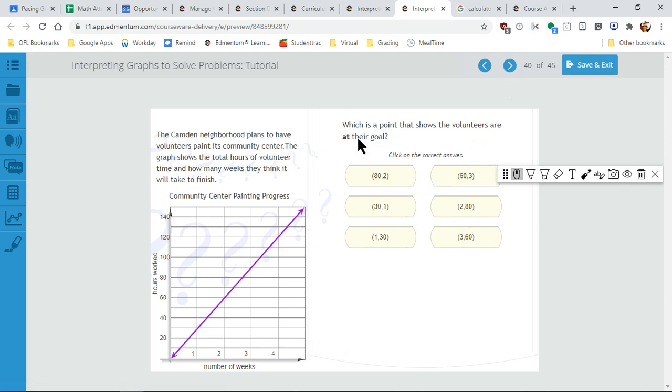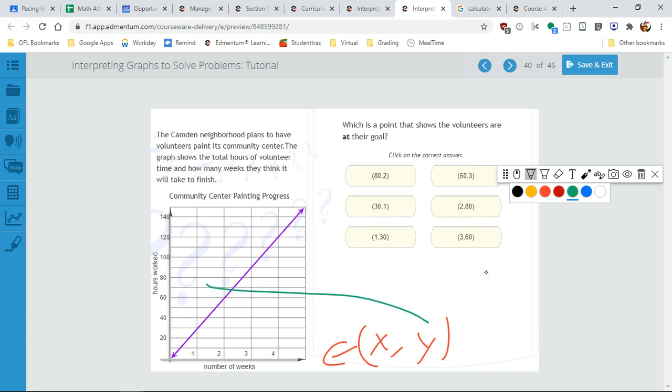Let me erase my writing. At which point that shows the volunteers are at their goal? So right on the line. So 80. So first of all, these are weird. These ones with the big numbers. Always remember, guys, it's your X, and then your Y. So right off the bat, I can eliminate these because they're way too big.